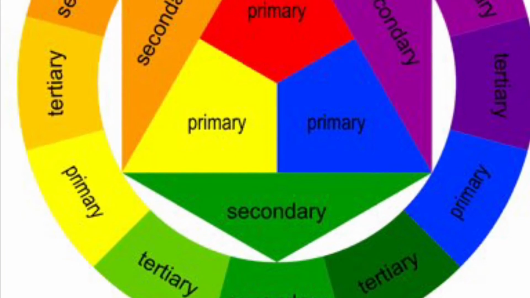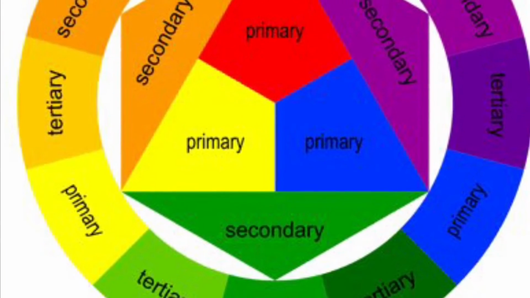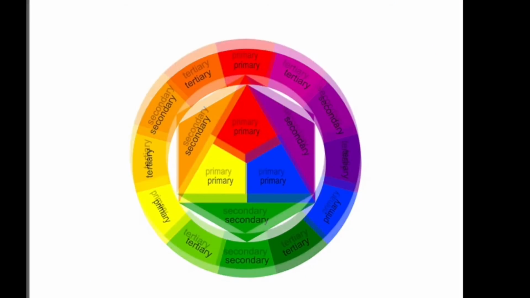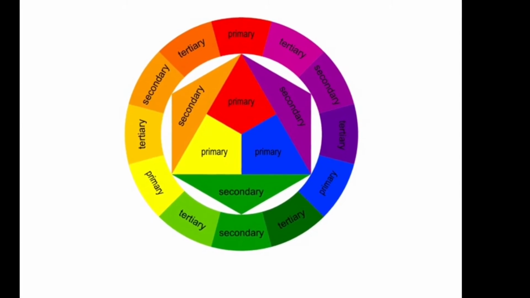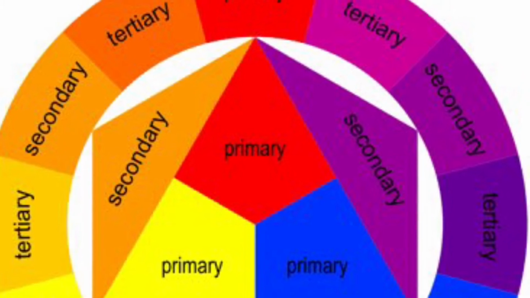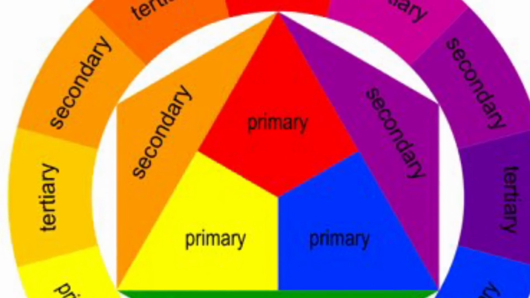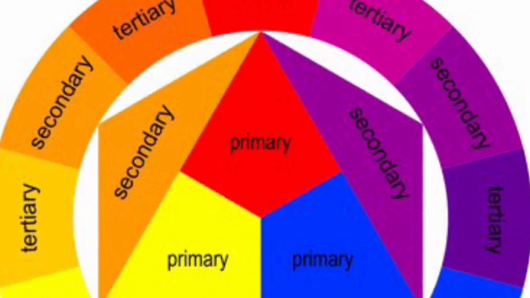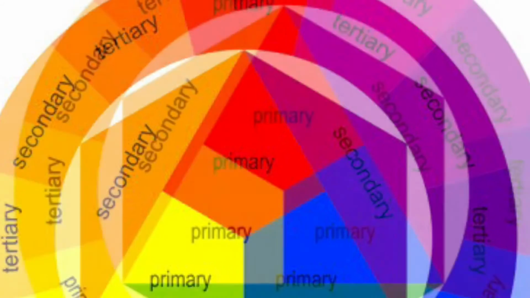So red, yellow, and blue are considered to be our primary colors, which are these colors that we see here in the triangle in the center of this design. Now outside of that triangle we see our secondary colors, and those are the colors that you get when you mix two primary colors together.